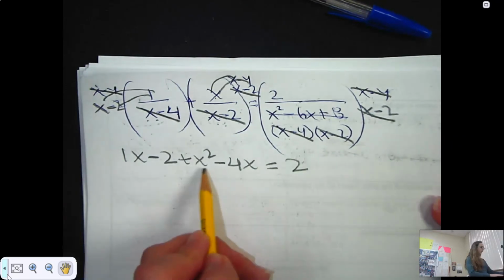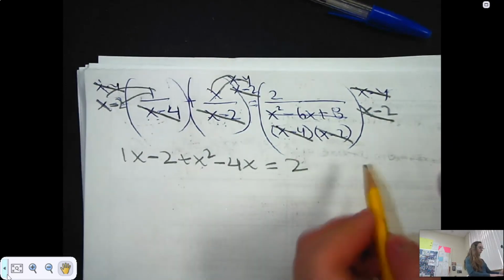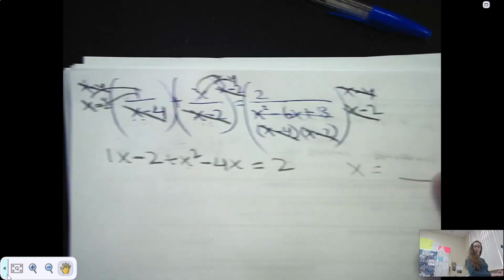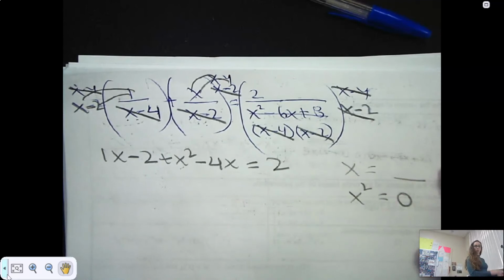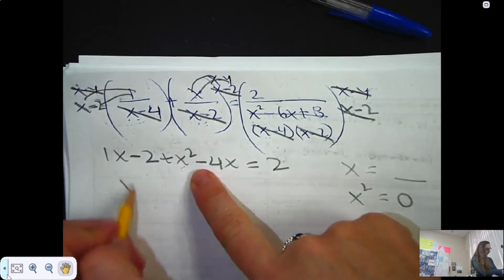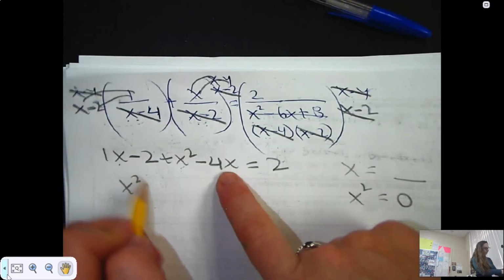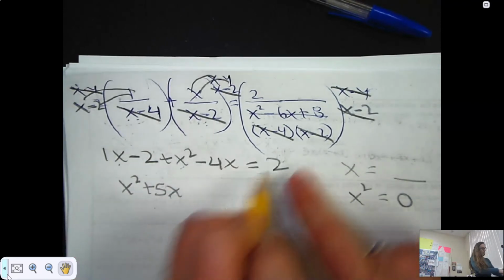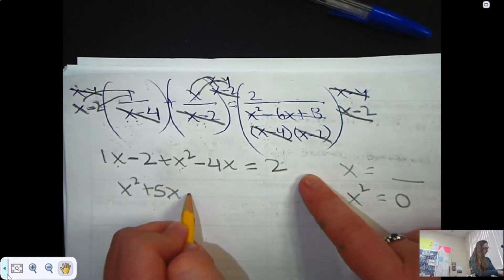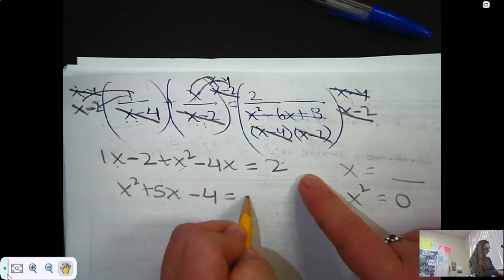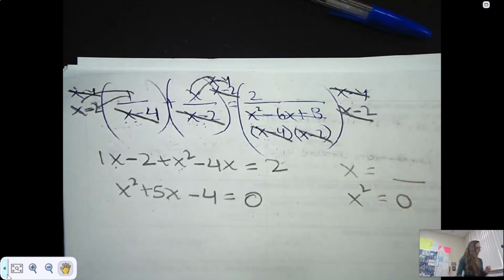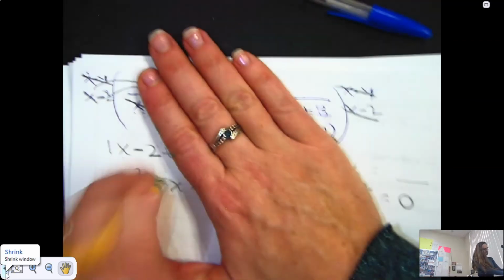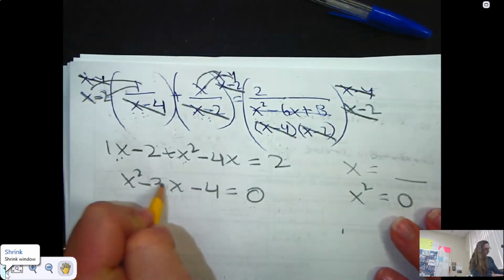But the difference is this time you have a squared. When you were solving for x, it was like x equals something. But when you have an x squared, you want to set it equal to 0. So that means I'm going to rewrite the x squared. 4x plus 1x is 5x. And then I need to move this 2 over. So minus 4 equals 0. I feel like I did something wrong. So give me a second. I got to find my mistake. I see it. 1 minus 4 is negative 3.